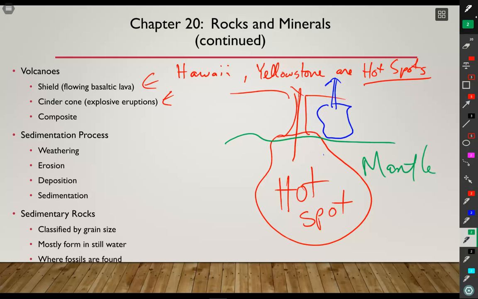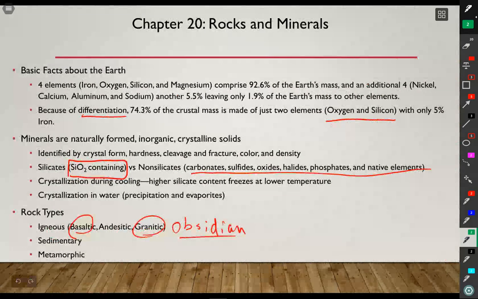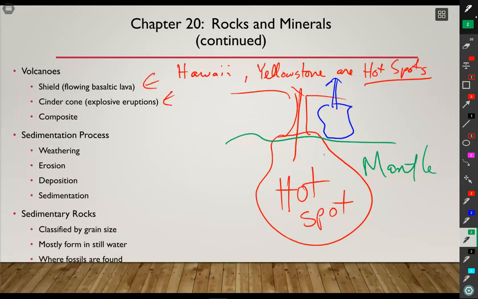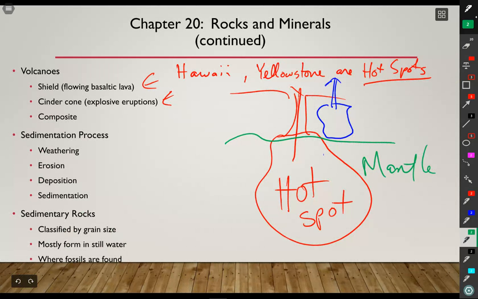Okay, continuing with the rock, because we're not technically on plate tectonics yet. Can you go back to the other slide? Okay, I didn't get the word. Obsidian? Yeah.